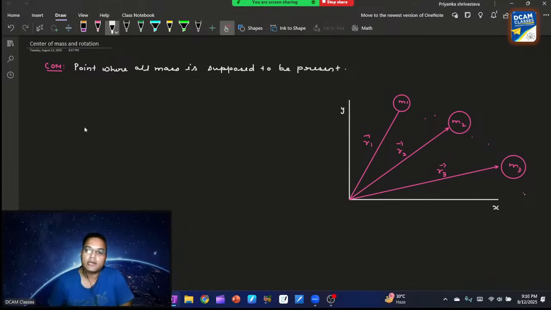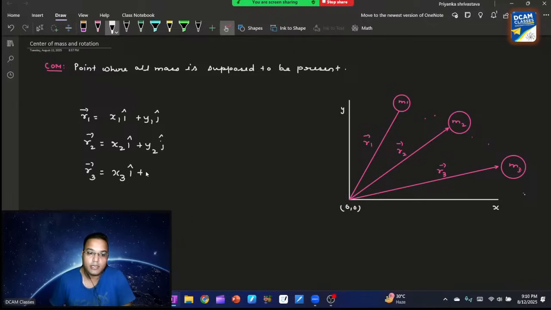Now, how to calculate the center of mass? Suppose here there are three different masses. I have taken three different masses, m1, m2, and m3, and according to the coordinate system, they are present as r1 vector, r2 vector, r3 vector. Because you have studied only xy coordinates, I'll write like this: r1 vector is x1 i cap plus y1 j cap, and r2 vector is x2 i cap plus y2 j cap. r3 vector is x3 i cap plus y3 j cap.